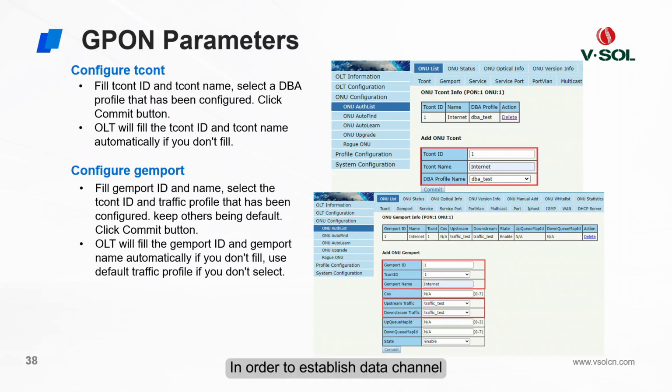In order to establish a data channel, these PON parameters must be configured. 1. TCONT. Fill in the TCONT ID and TCONT name, and select a DBA profile that has been configured. Then click the Commit button. The OLT will fill in the TCONT ID and TCONT name automatically if you don't.